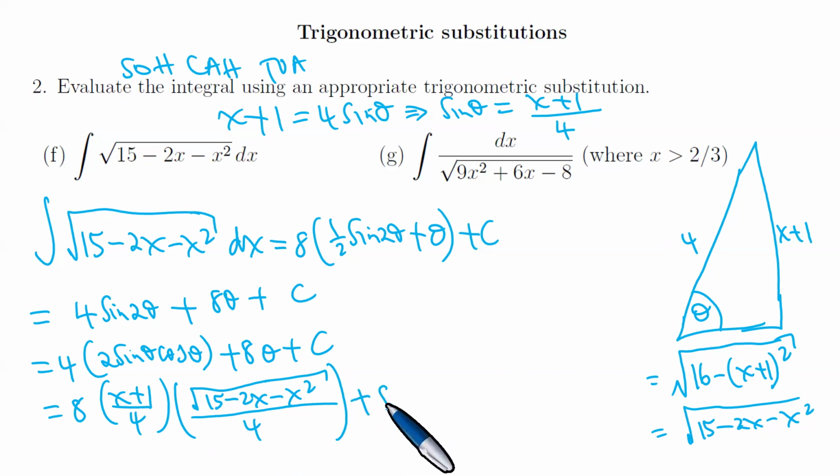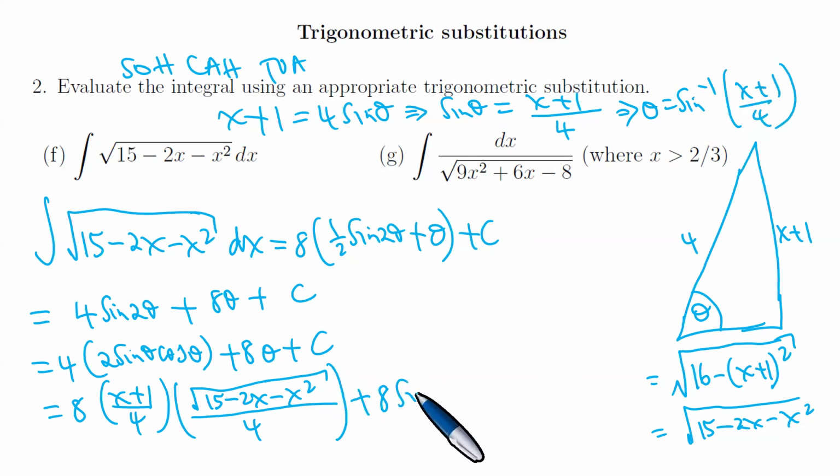Okay, and then plus 8. What is theta? Right, we need to find theta here. So theta is obtained from this. If sine theta is this, then it means that theta is arc sine of x plus 1 out of 4. Yeah, theta is arc sine of x plus 1 out of 4.